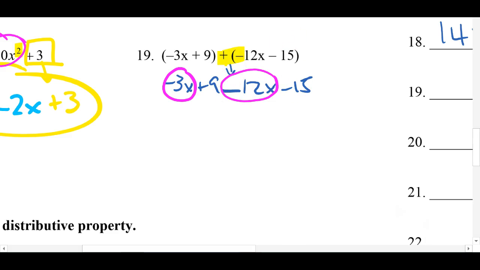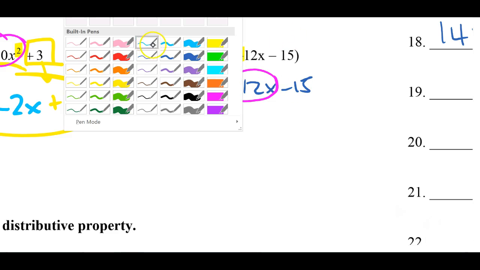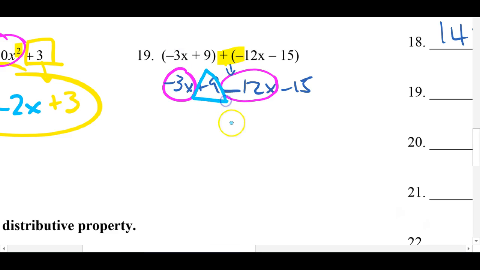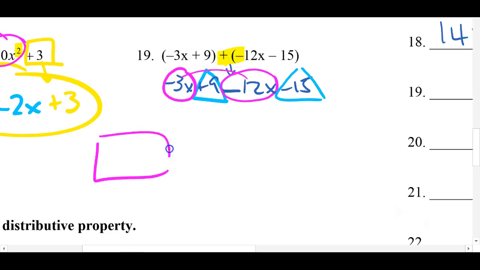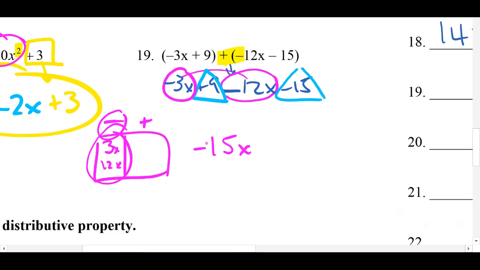And then the 9 and the 15 are different, so they're going to get a different color and shape. So the 9 is plus, and then 15 is minus. But they both are the same because they both don't have x. Now we're going to put the 3 and the 12 together. 3 is minus, so 3x goes there. And then 12 is minus, so 12x goes there. Same box. Add them together, 15x, and they're minus, so minus 15.